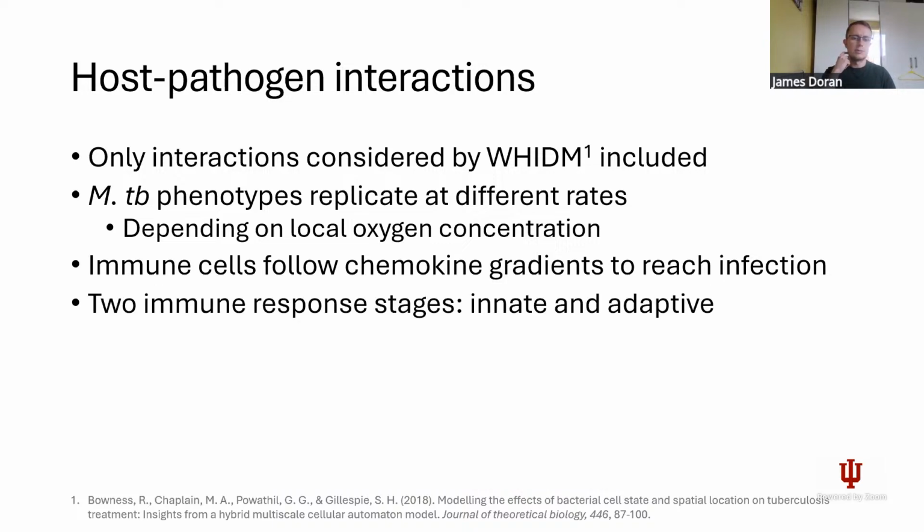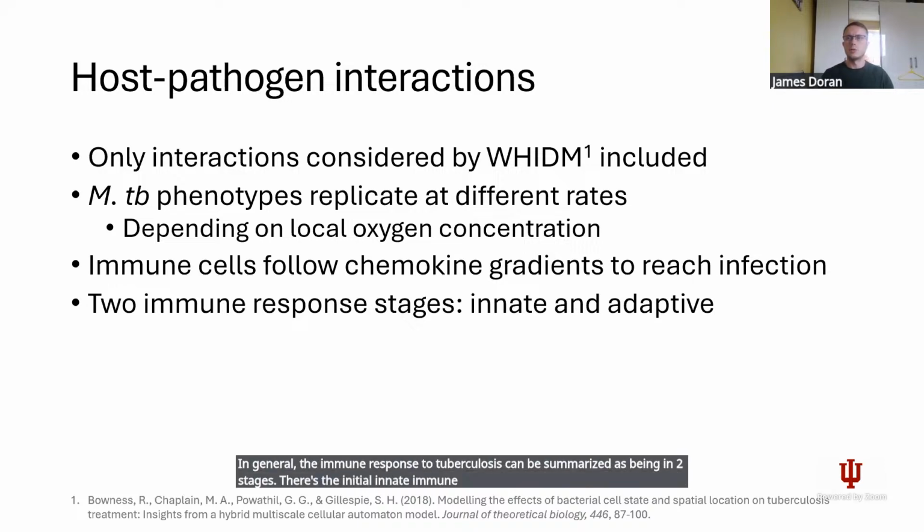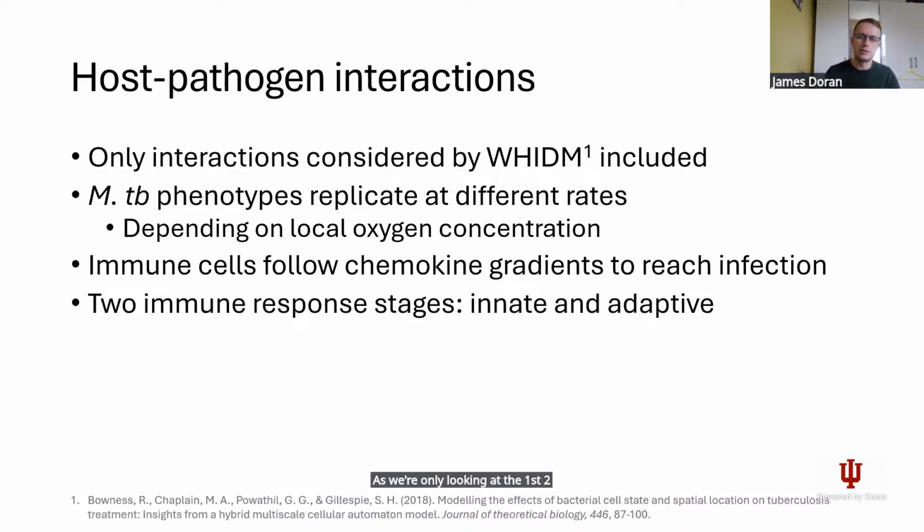In general, the immune response to tuberculosis can be summarized as being in two stages. There's the initial innate immune response and the subsequent adaptive immune response. As we're only looking at the first 200 hours, it's worth noting that we are mainly focusing on the innate immune response in this talk.